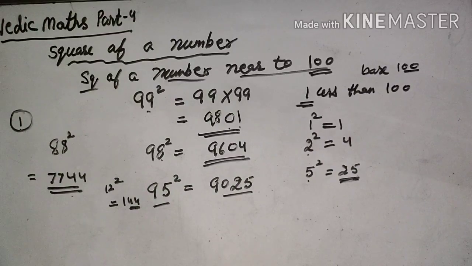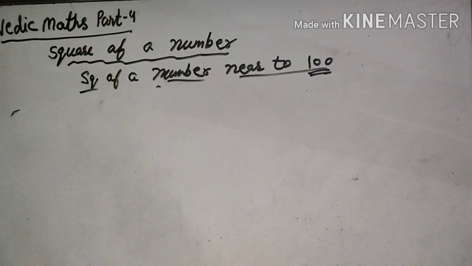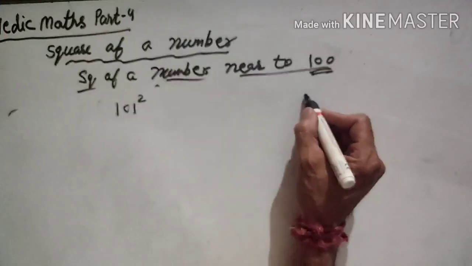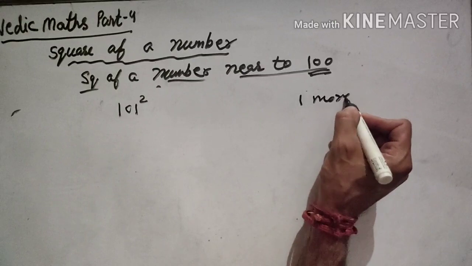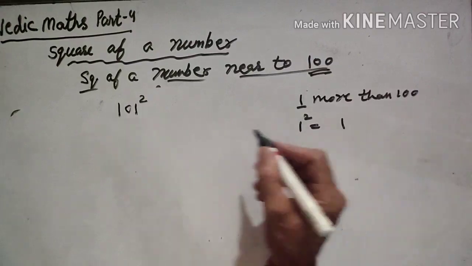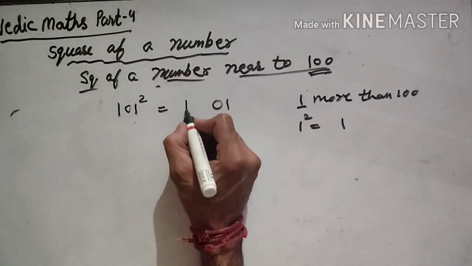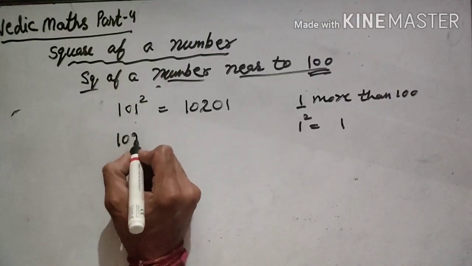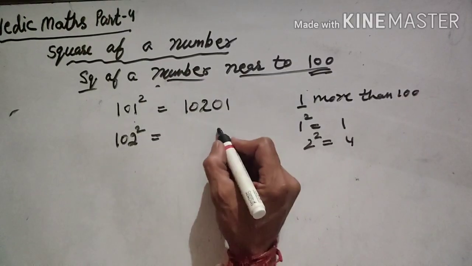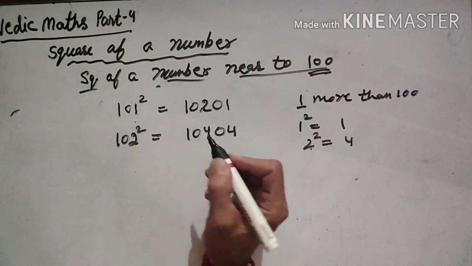Now next is square of a number that is greater than 100, like 101 square. Now how much is it more? It is 1 more than 100. Again square of this number is 1, we put 01. Now add 1 to 101, that is 102. Now square of 102: it is 2 more than 100, so square of 2 is 4, we put 04 to make a 2-digit number, and 2 added to 102 is 104.